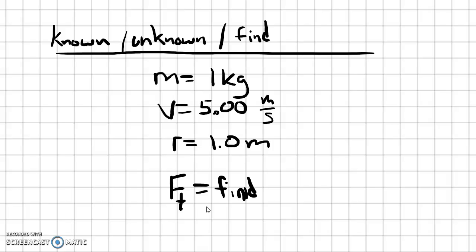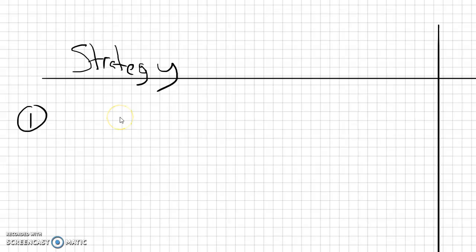So let's continue with the strategy and see what we can do to find this. Since we've done a free body diagram, you can never go wrong by starting out with Newton's second law. Newton's second law is kind of a catch-all. After we've dealt with a free body diagram, this is always a good place to start. Again, the thing we're trying to find is going to be part of the net force.